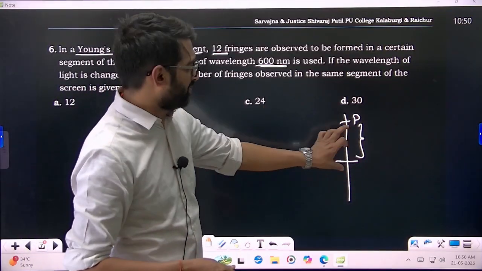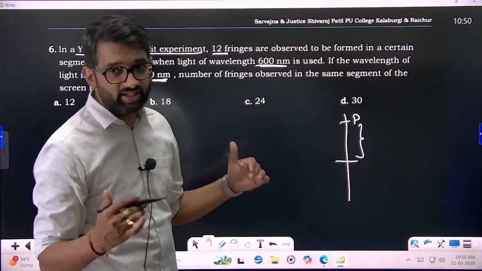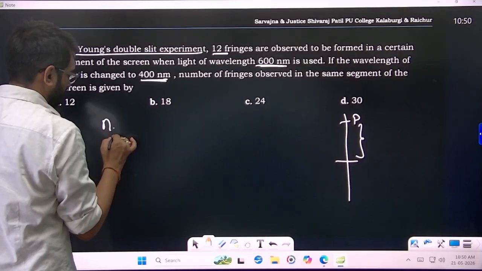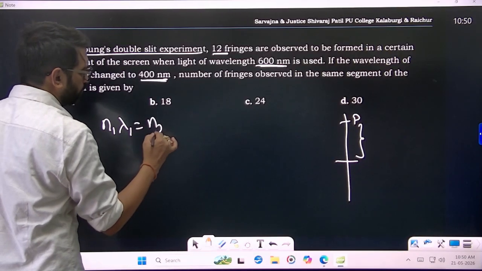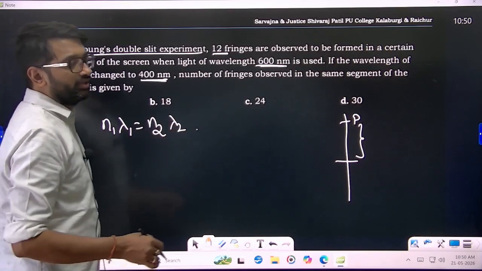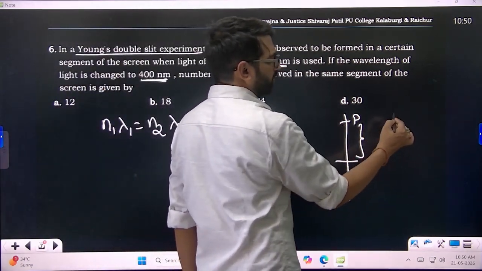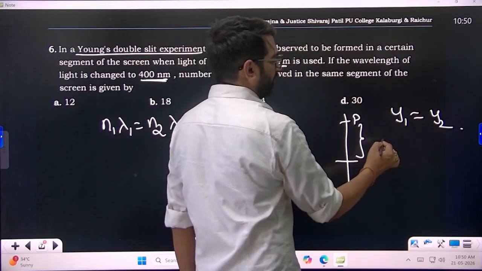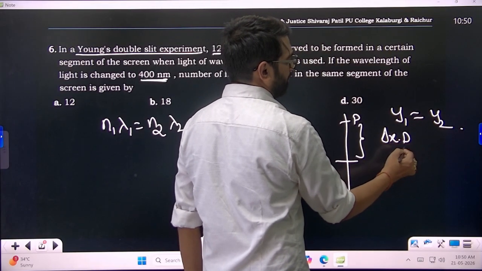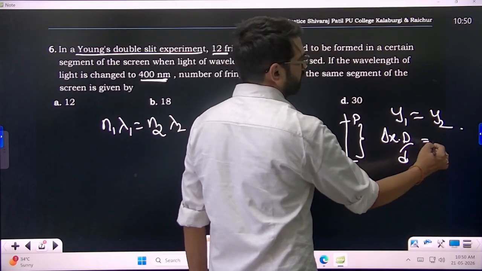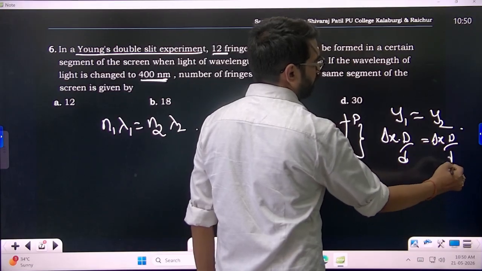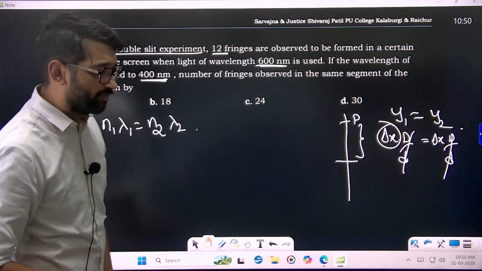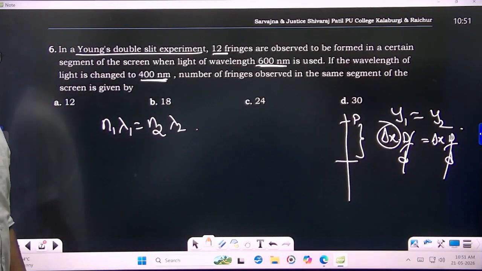Whenever the number of fringes changes in the same segment when the wavelength changes, the formula is n1 lambda 1 equals n2 lambda 2. This is because this distance y is constant in both the cases. Y1 equals Y2. Y is nothing but delta x into capital D by small d. Here also delta x into capital D by small d. Capital D by small d gets cancelled. Delta x is nothing but n lambda for a bright band. So n1 lambda 1 equals n2 lambda 2.